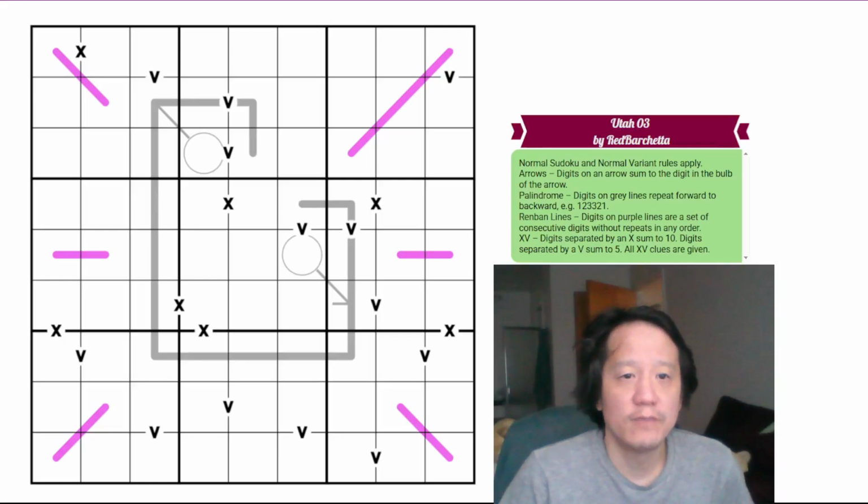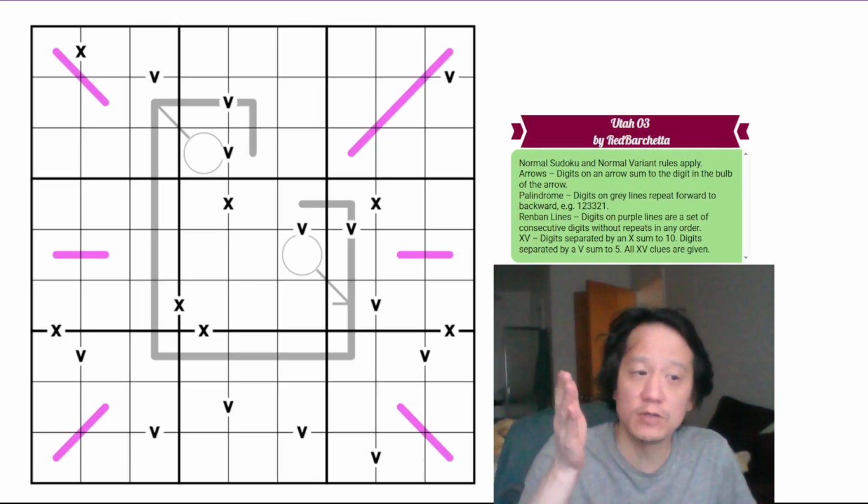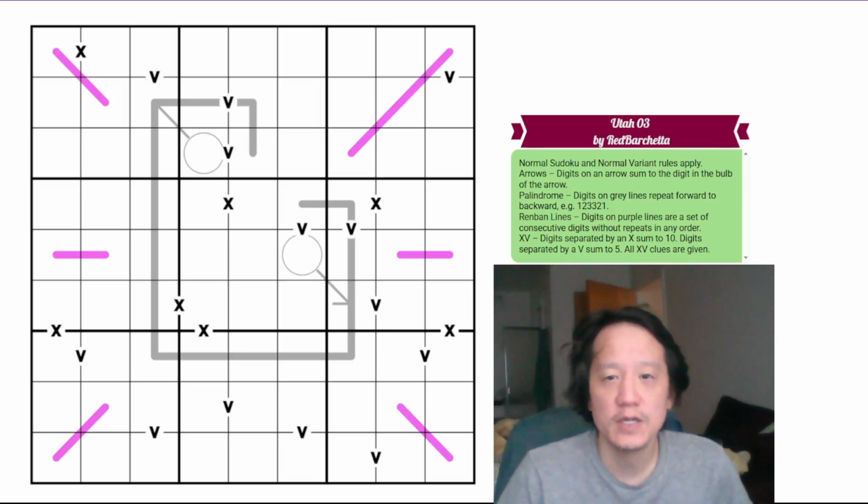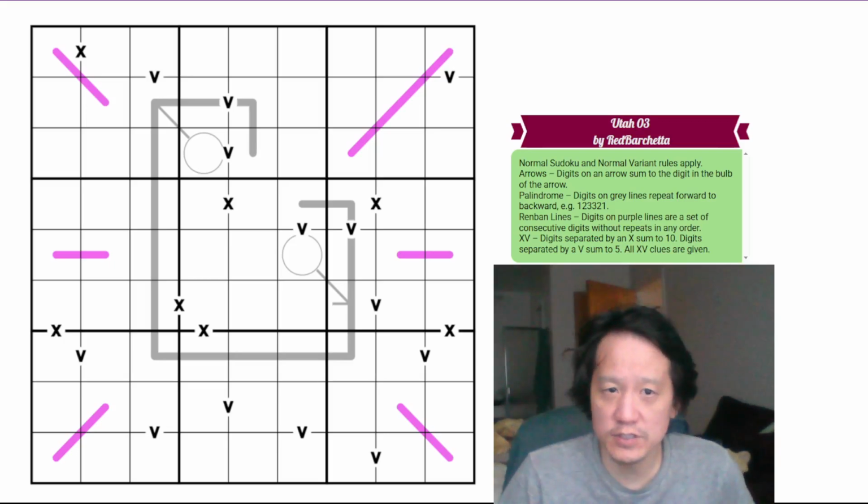Hello everyone, I'm Frank and welcome to Learn How to Sudoku, where we take a very easy variant Sudoku puzzle and we break it down in detail so that you can learn how to Sudoku. Today's very easy puzzle is called Utah 03 and it's by Red Barchetta.